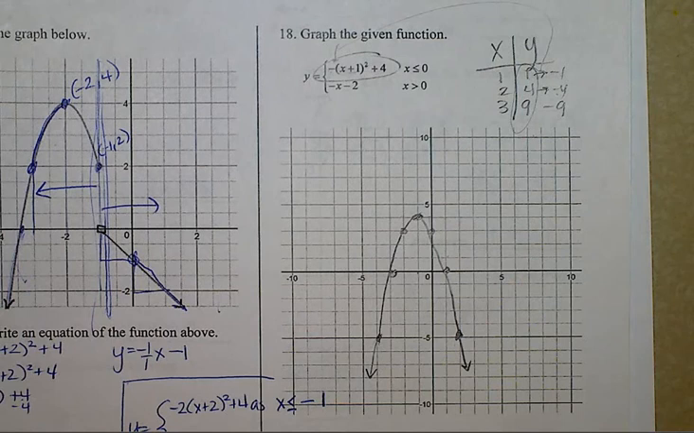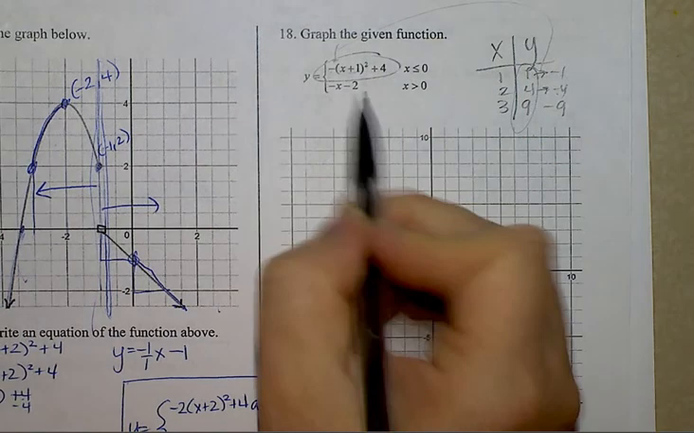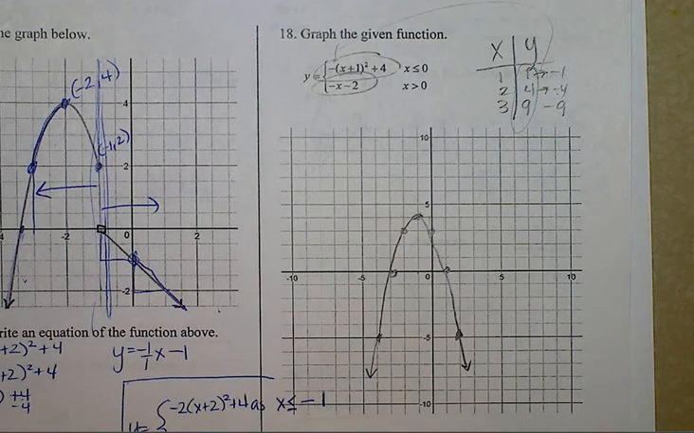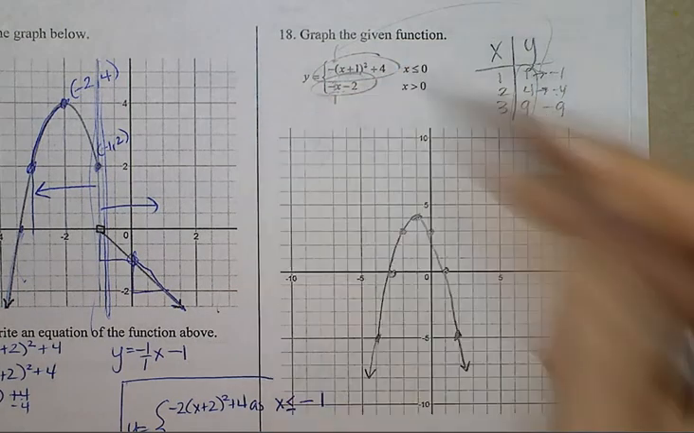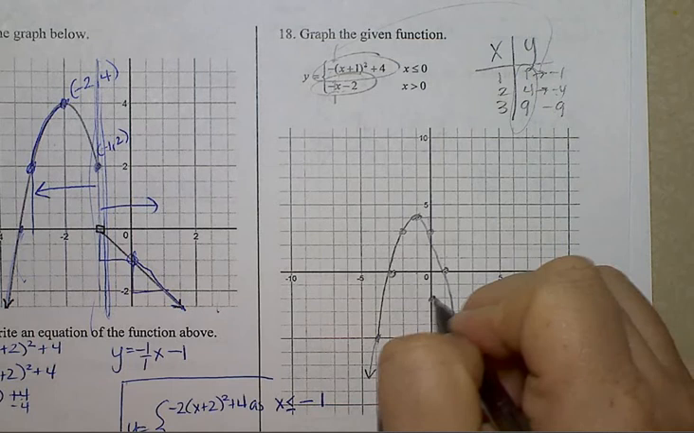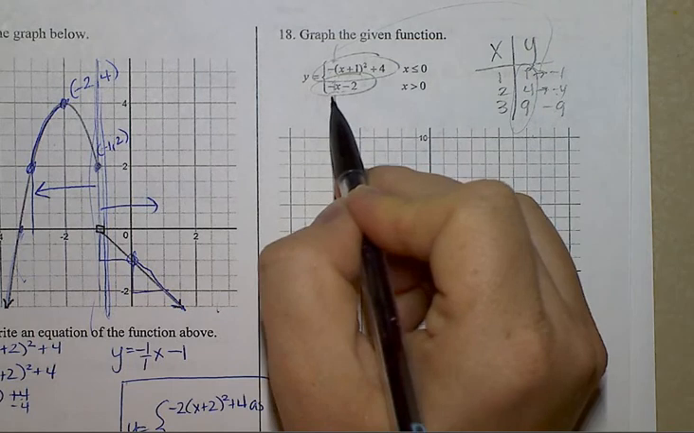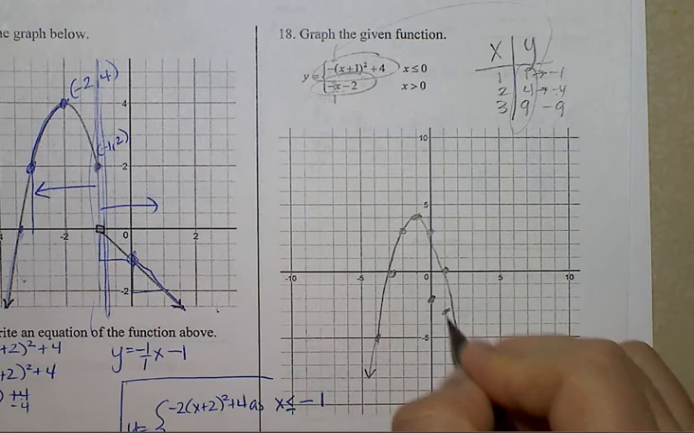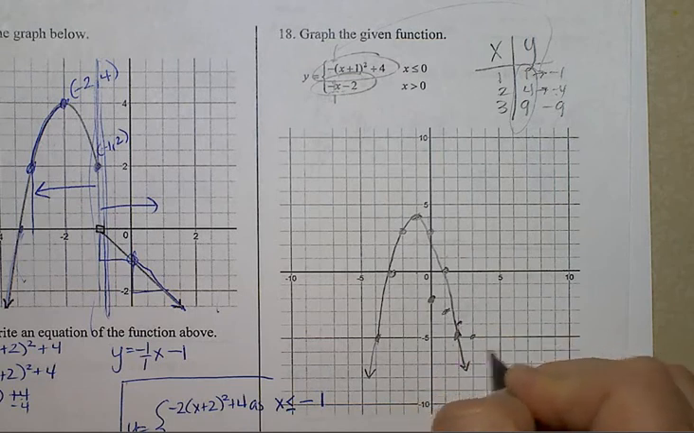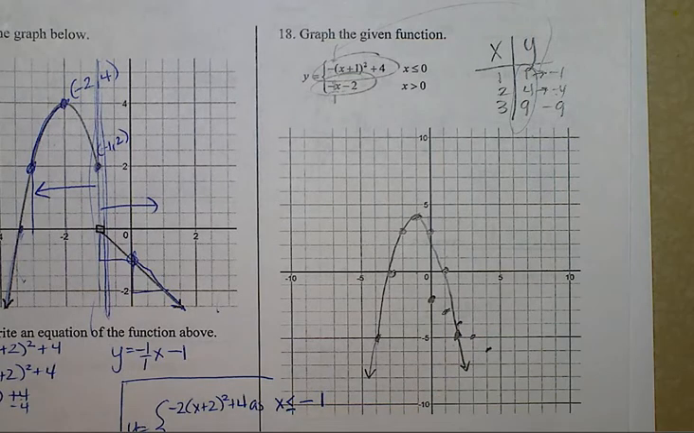Next, I'm going to graph the linear line, negative x minus 2, so it has a slope of negative 1 over 1, so start at negative 2. And we're going to go down 1, right 1, consistently, down 1, right 1. Take some type of a straight edge, connect those points.